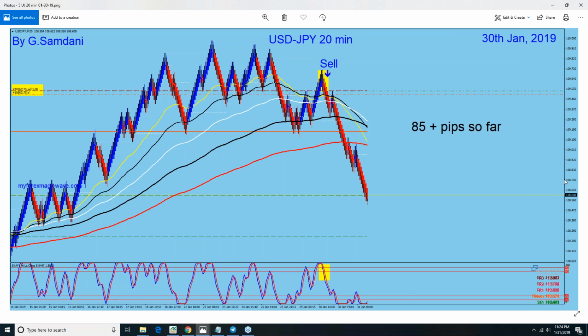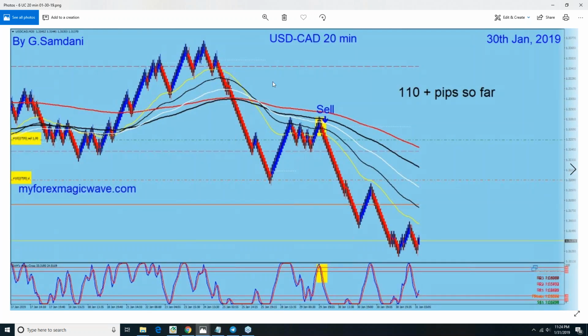Okay, and similarly, look at the CAD. Did I bother going short here? No. I do a lot of times. Once you build your confidence, you can do that. But even if you don't, you just play by my alarm, then forget about this. If you miss all that, who cares?